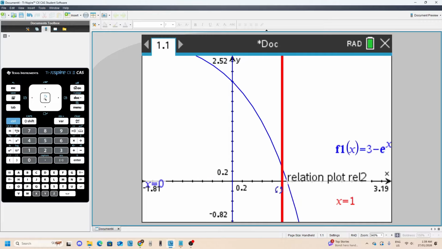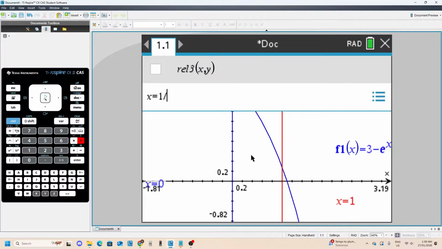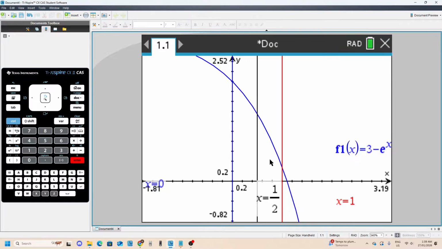To graph two trapeziums, you know how this is x equals 1? I'm going to half it. So x equals half. And this is it. Can you see how I'm going to break this into two trapeziums of equal width?